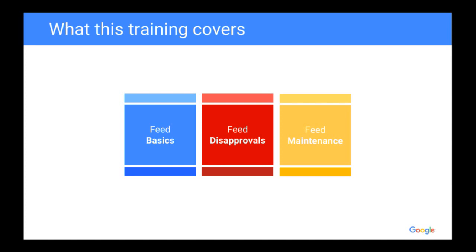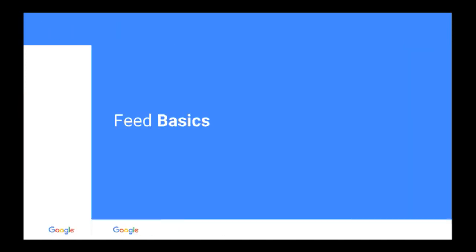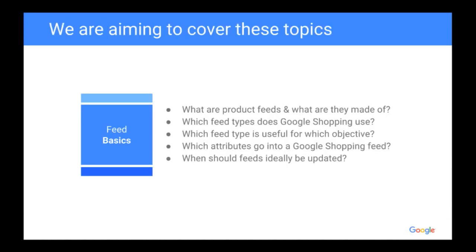All right, let's get started on feed basics. So in this session, we want to cover what product feeds are, what they're made of, which different feed types we use for Google Shopping, which feed types are actually useful for which of your business objectives, which attributes go into a shopping feed, and at what time you should ideally update your feeds.